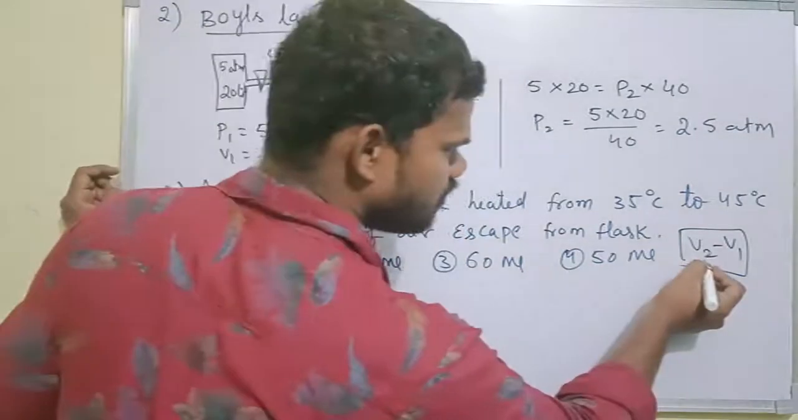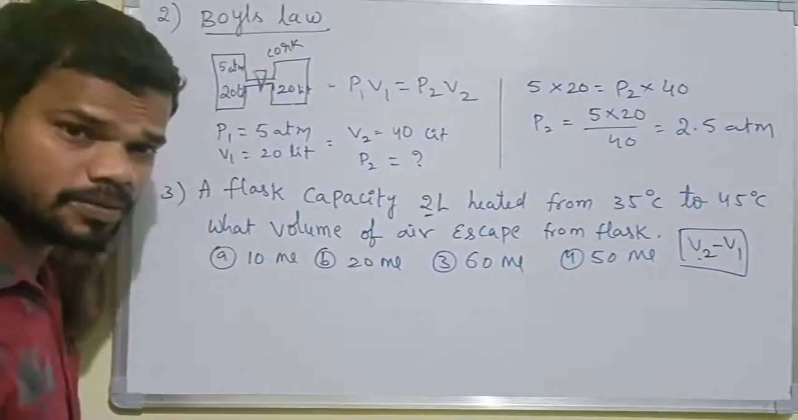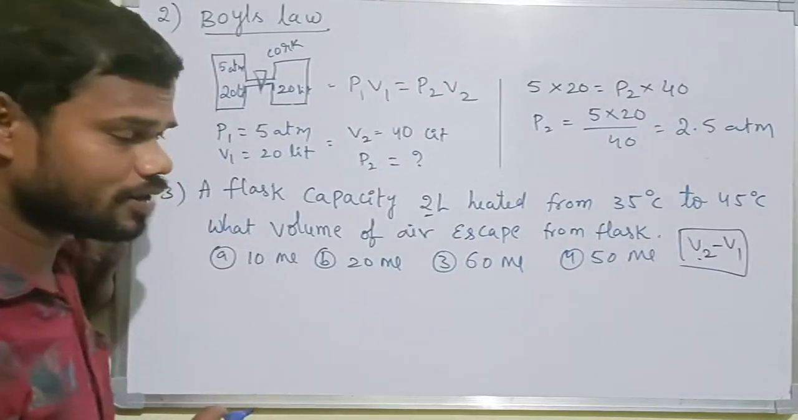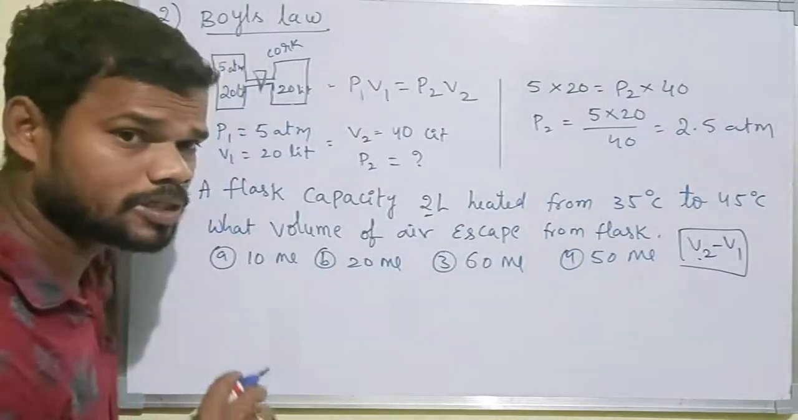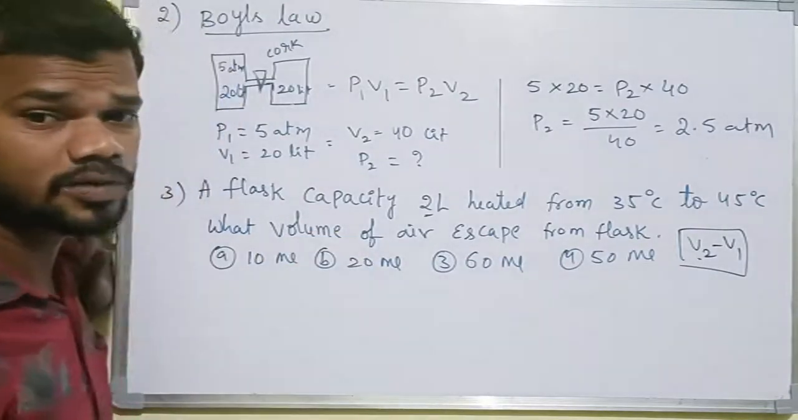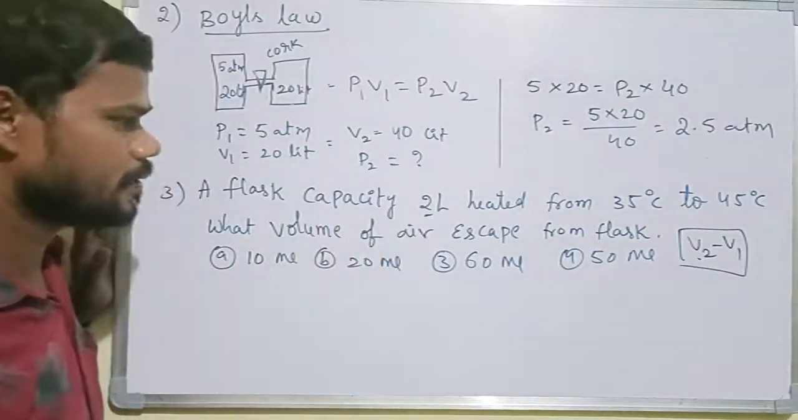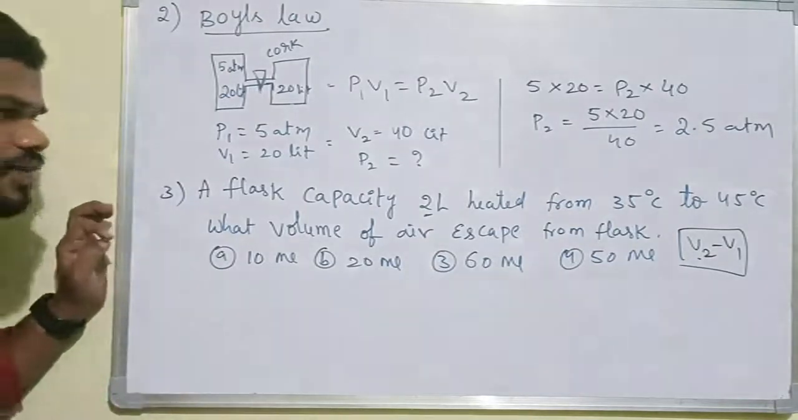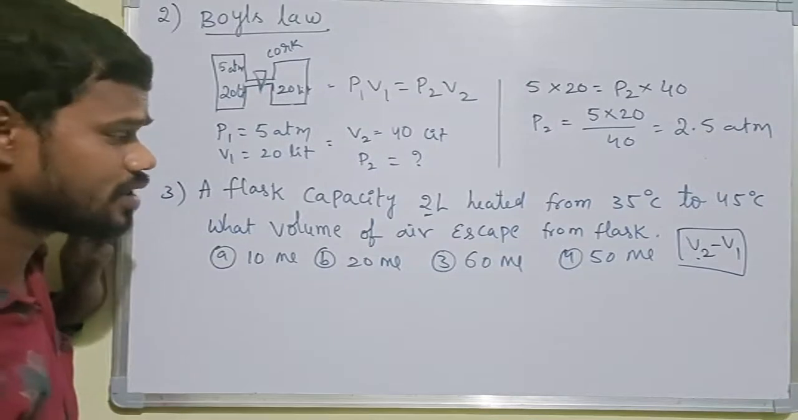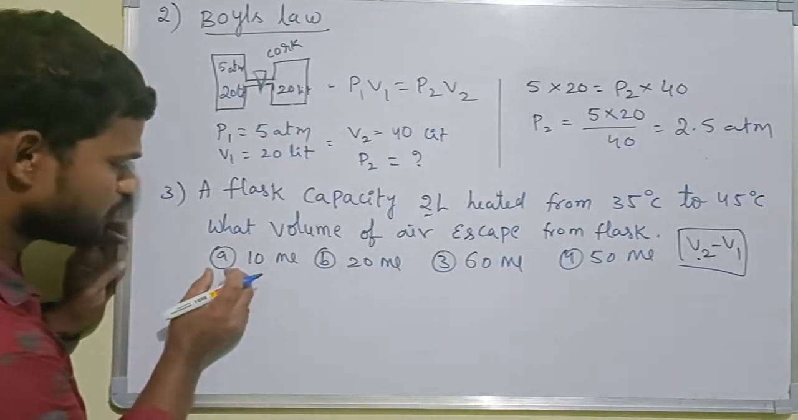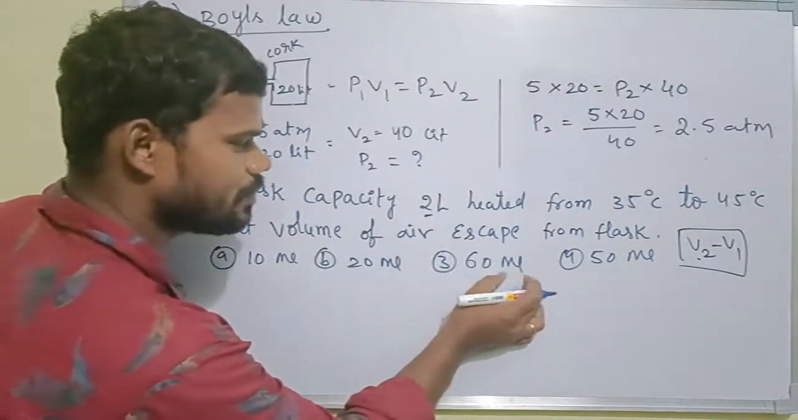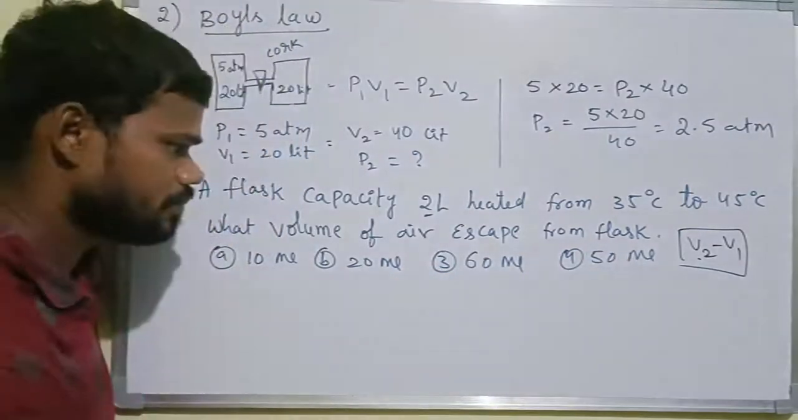We don't know V2 now, so we have to calculate how much volume is present in that flask, and after that how much air can escape. They have given options also: option 1 is 10 ml, option 2 is 20 ml, option 3 is 60 ml, option 4 is 50 ml.